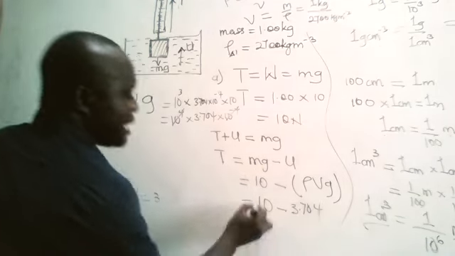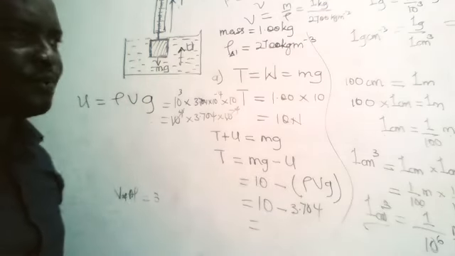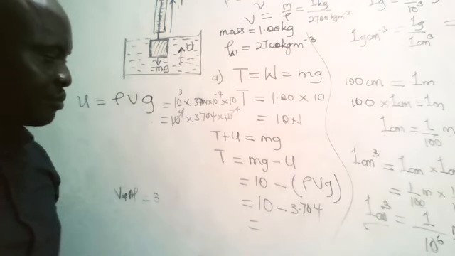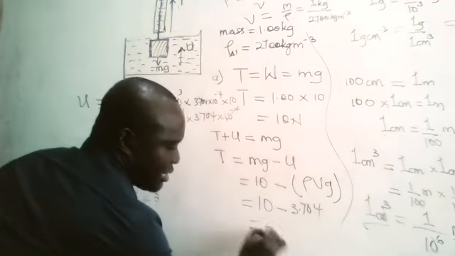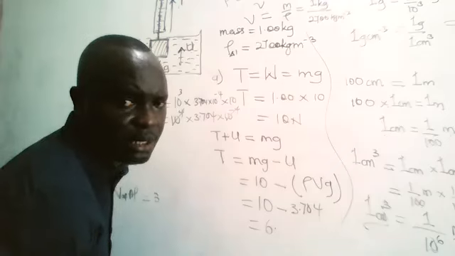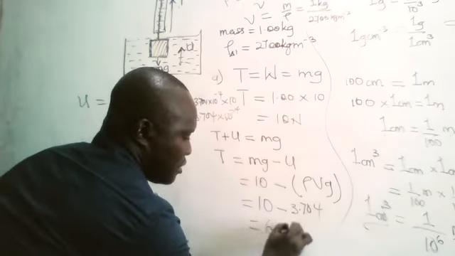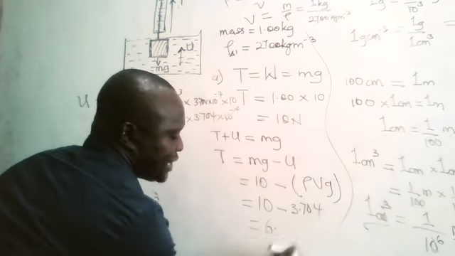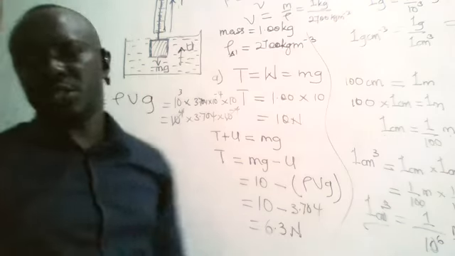3.704. Then subtract 3.704 from 10. Let's subtract that from 10. And this should be 6.296. Okay, so approximately 6.3 Newton is the tension in the string.